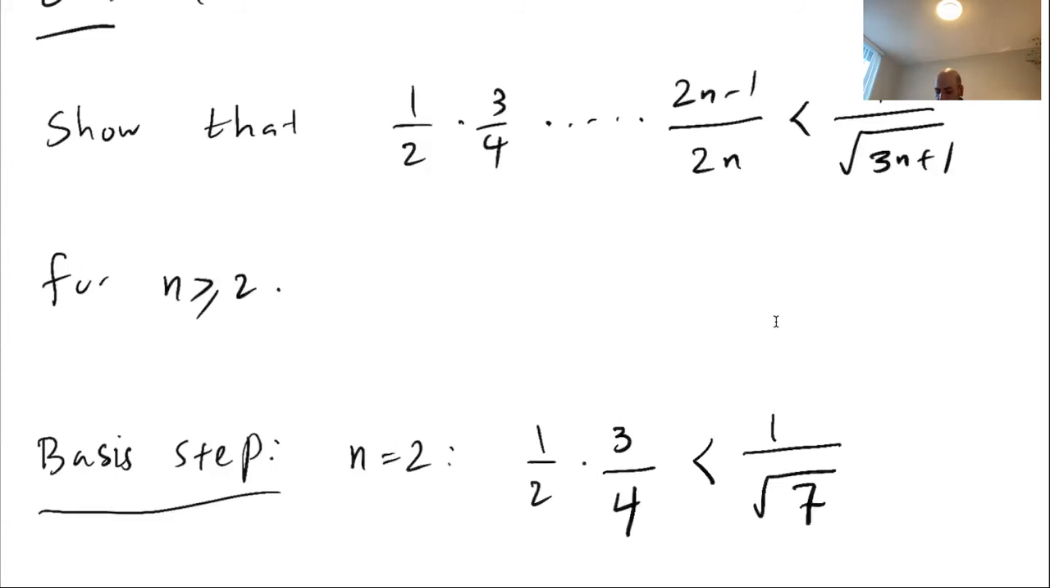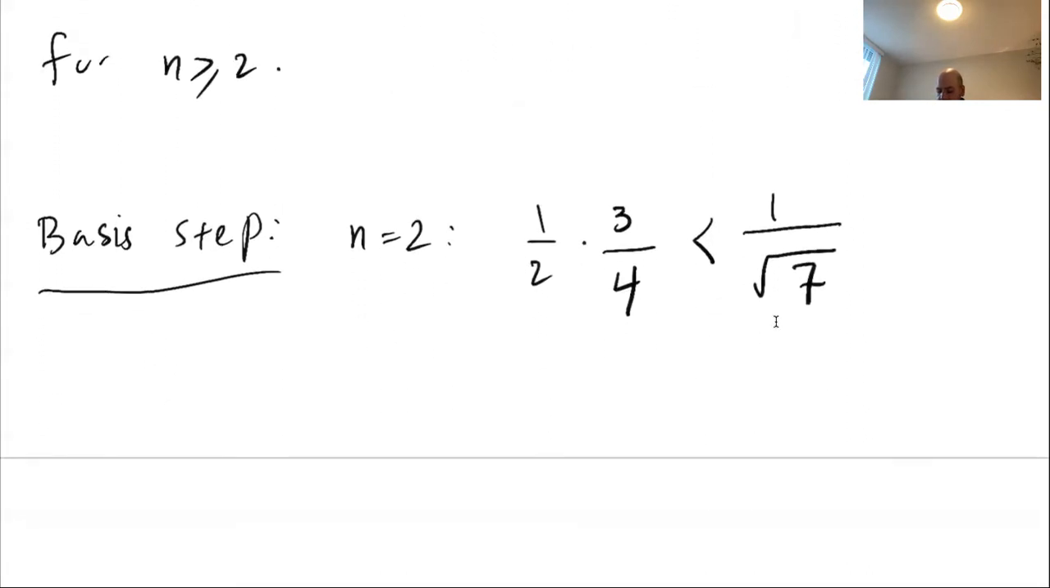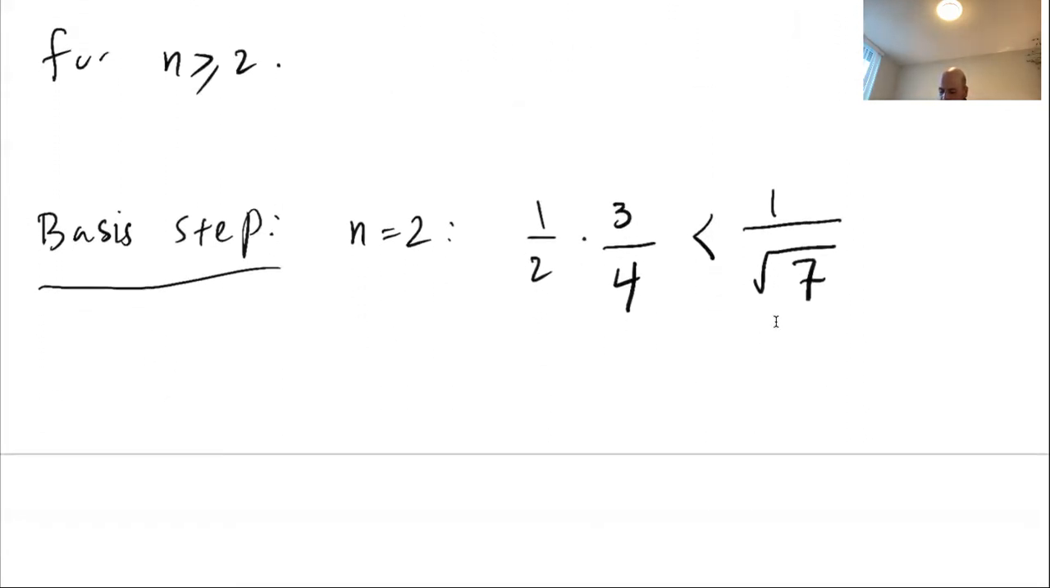If n is 2, left-hand side will be 1 over 2 times 3 over 4. Right-hand side will be 1 over root 7. So this one is 3 over 8, which we have to show is less than 1 over root 7. How would you show that 3 over 8 is less than 1 over root 7? Any suggestion?